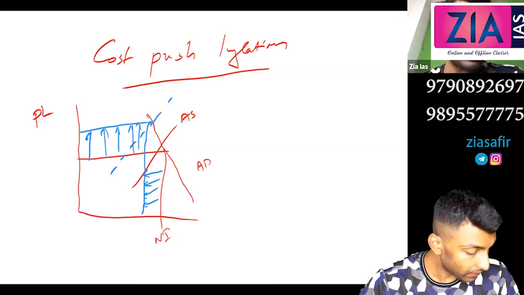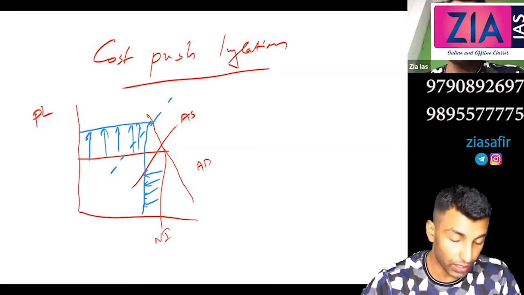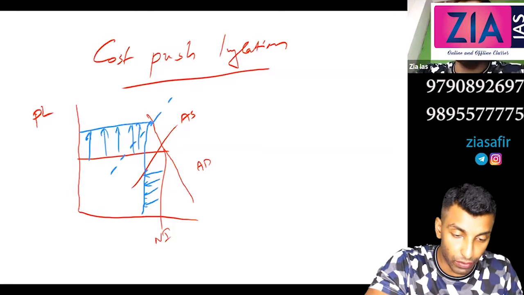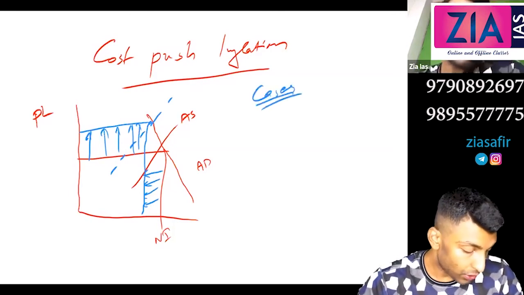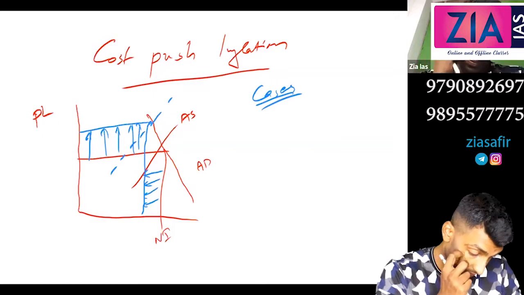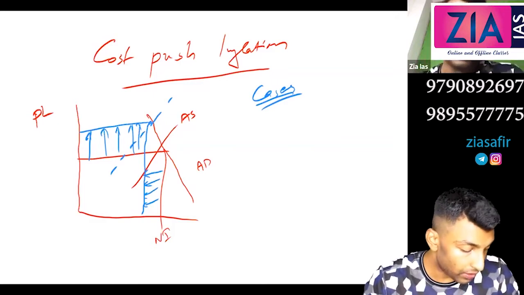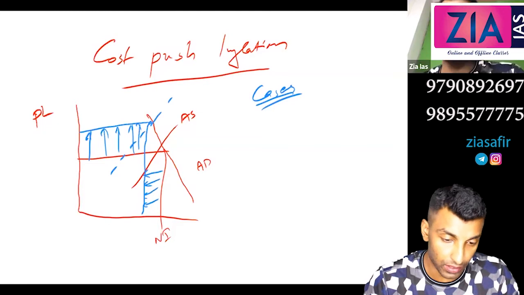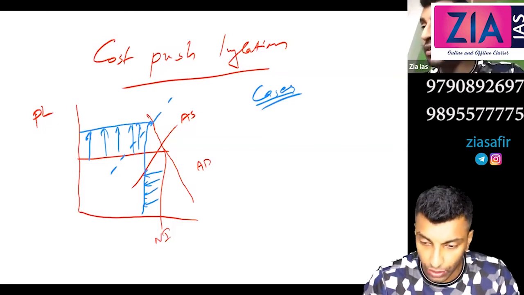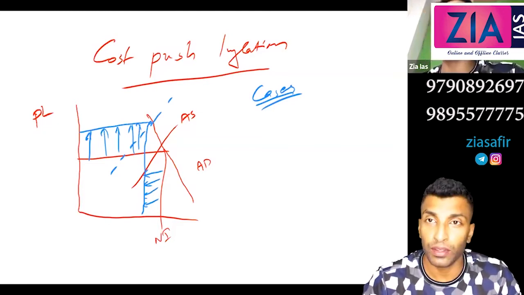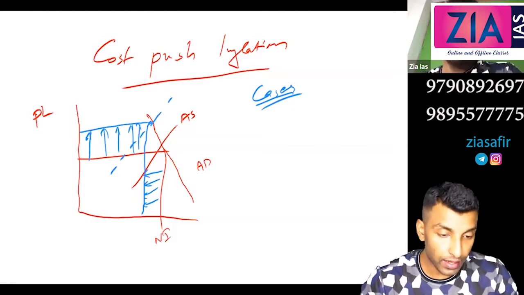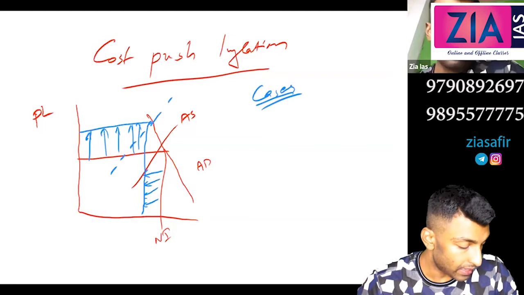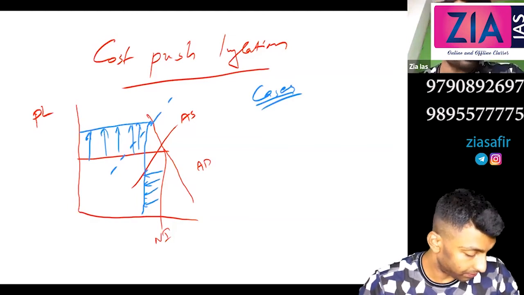So you write one line there. You can write causes. You have already written what this is. So causes: increase in cost of production or increase in prices of inputs. When the price of inputs is increasing, cost of production will increase.